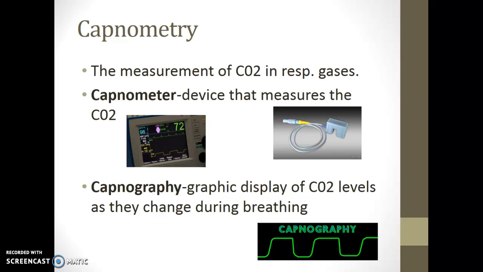All right, so capnometry is the measurement of carbon dioxide in respiratory gases. There is a difference between the two terms, capnometer and capnography, so you have to keep those separate. A capnometer is the device that actually does the measuring of the carbon dioxide. And capnography is the graphic display of carbon dioxide levels as they change during breathing. We'll talk the majority of the unit on a capnometer, which is the device that actually does the measuring. The end of the unit will go over different graphs that you would see displayed for different respiratory disorders, and that is capnography.